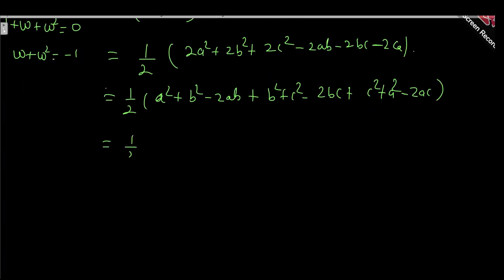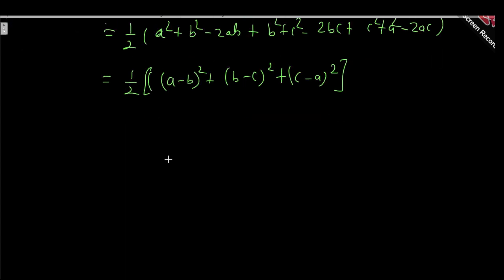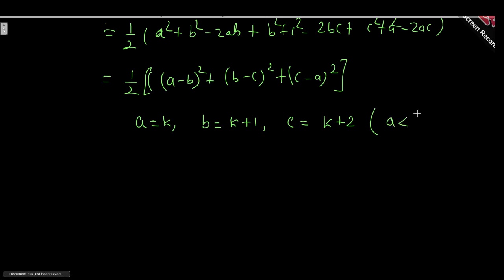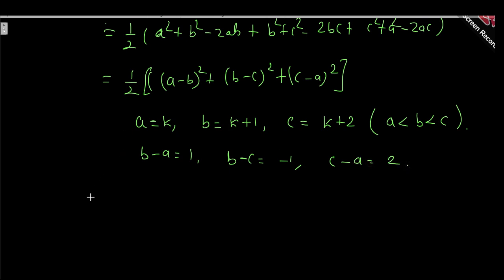Also we can write this as half of a minus b whole square plus b minus c whole square plus c minus a whole square. As a, b, c are three distinct integers, the minimum difference occurs when the numbers are consecutive. So if a is equal to k, then b must be k plus 1, and if we take c equal to k plus 2, without loss of generality we can take integers like this. So b minus a is equal to 1, b minus c is equal to minus 1, and c minus a is equal to 2.